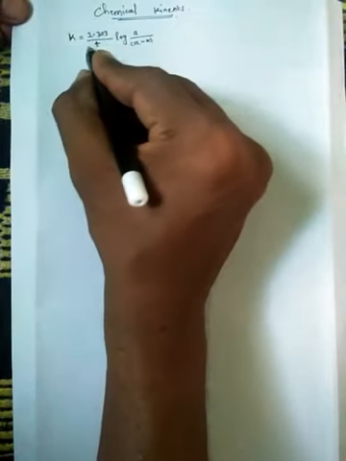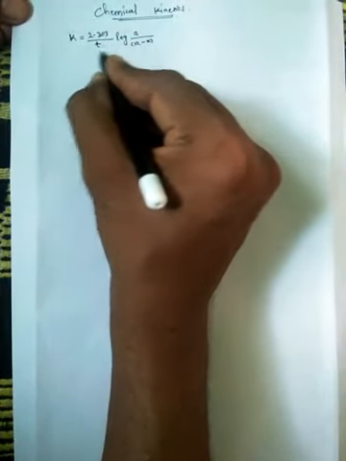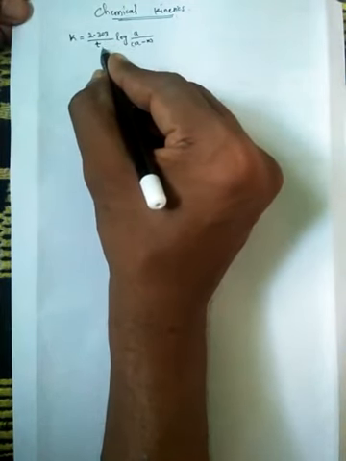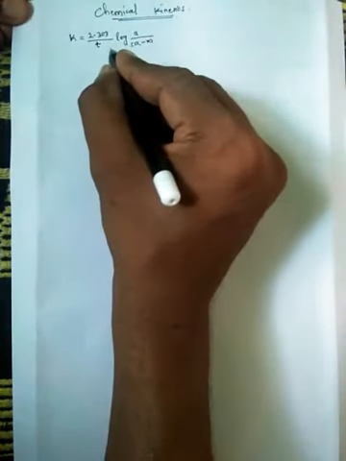Okay, then we derived the first order rate constant equation. Next we convert this rate constant equation for the first order into a straight line equation. Rearrange this equation to convert it into a straight line equation, y equal to mx plus c format.